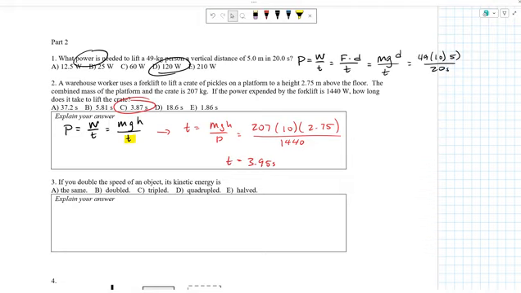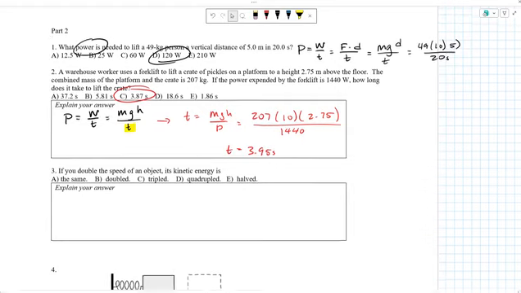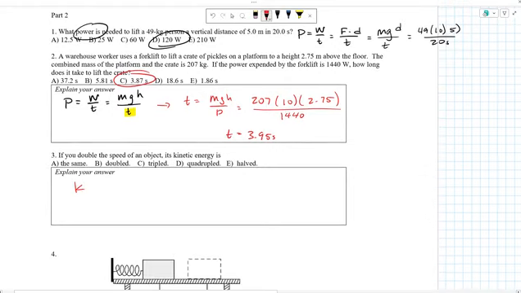Number 3, if you double the speed of an object, its kinetic energy is, well, kinetic energy is 1/2 mv squared. Since the speed is squared, doubling it is going to have bigger consequences. So if we look at a situation where we have 1/2 m times 2v and we square it, both things have to be squared. That ends up giving me 1/2 mv squared times 4.